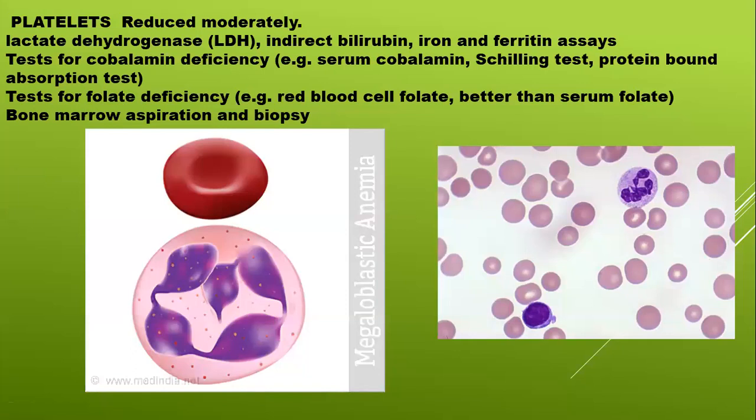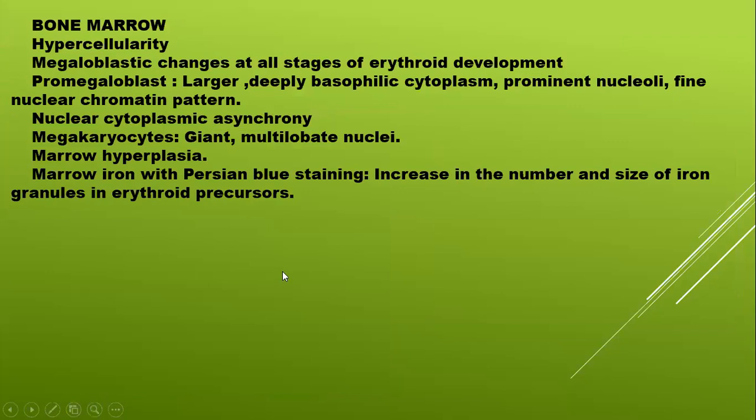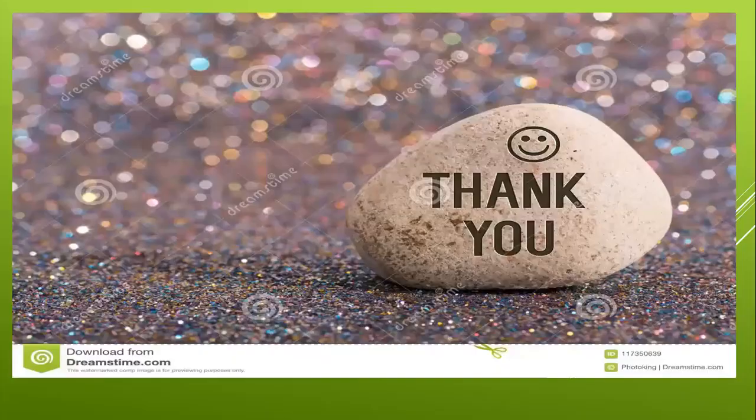Bone marrow aspiration and cytology, biopsy. Bone marrow shows hypercellularity and megaloblastic changes at all stages of erythroid development. Megaloblasts are large with deeply basophilic cytoplasm, prominent nucleoli, and fine nuclear chromatin pattern. Nuclear to cytoplasmic asynchrony. Megakaryocytes have giant multilobate nuclei. Marrow hyperplasia, marrow iron with Prussian blue staining shows an increase in the number and size of iron granules in erythroid precursors.